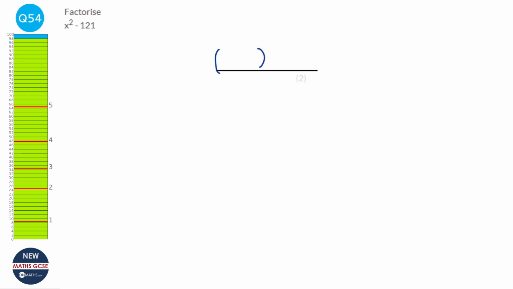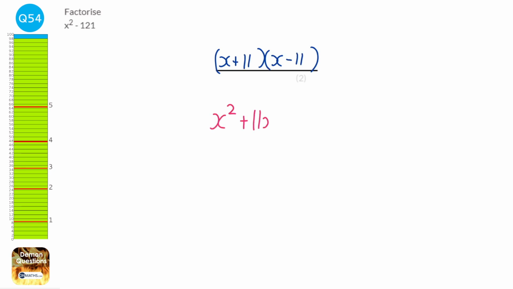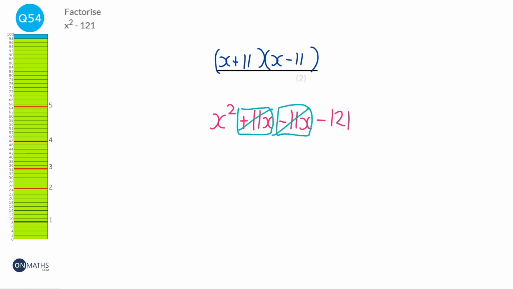What you do is you put down two sets of brackets, and you square root the first term, well that's just going to be x, and you put the positive and negative versions of the square root. So we're going to square root 121, which is 11, so we're going to put plus 11 and minus 11, and that's it. Now when we expand that, it's going to be x squared plus 11x minus 11x minus 121, and notice that the two x terms cancel each other out, which is why we don't have the x terms.